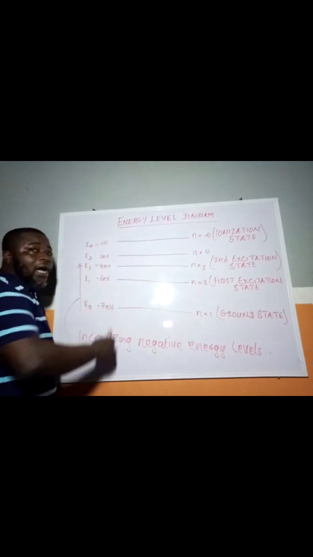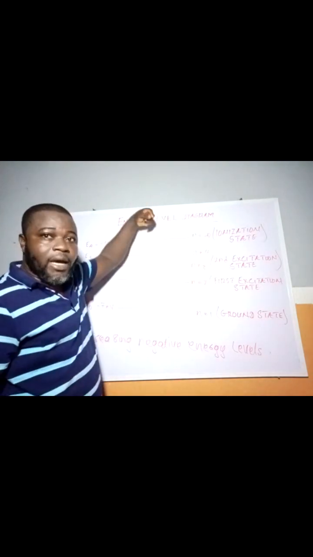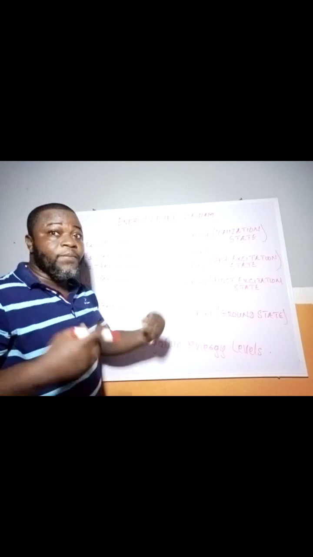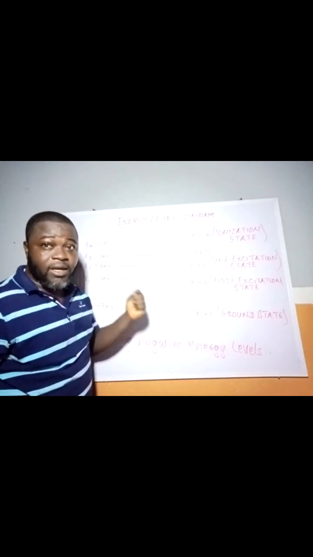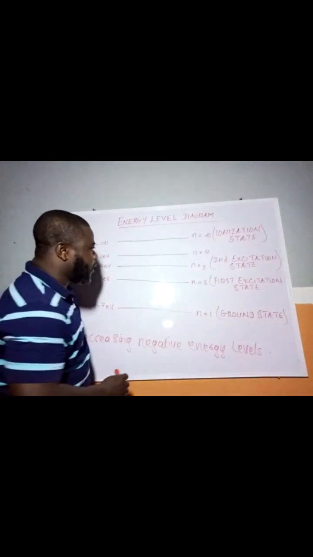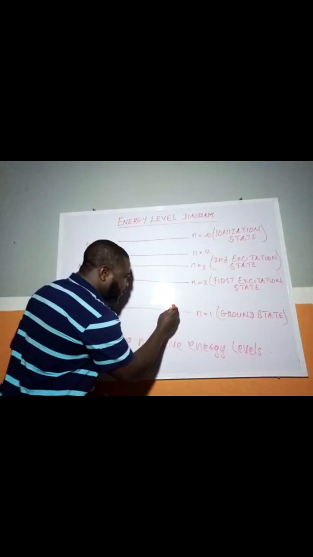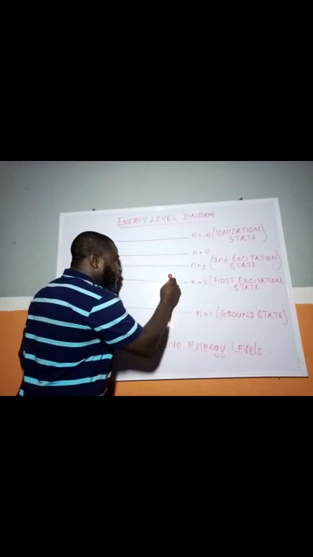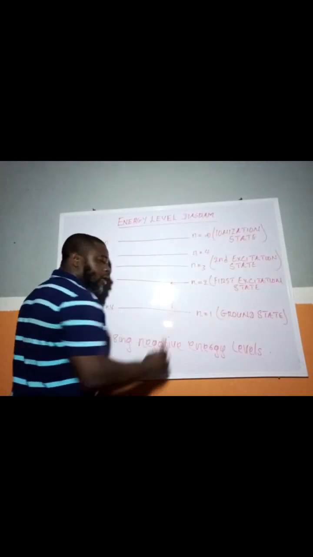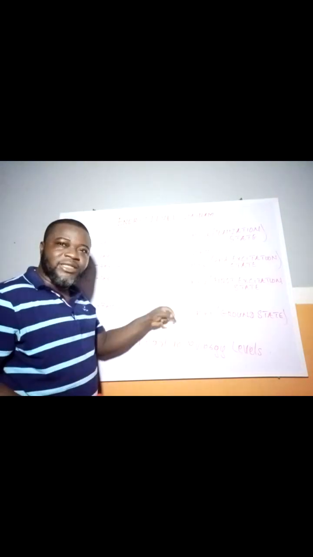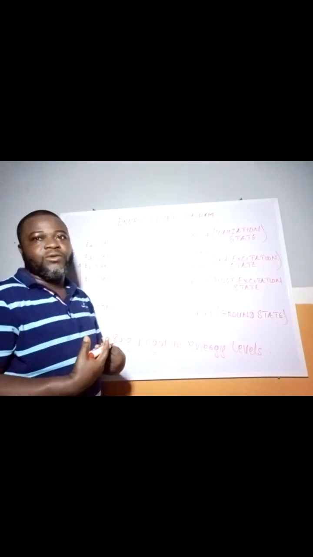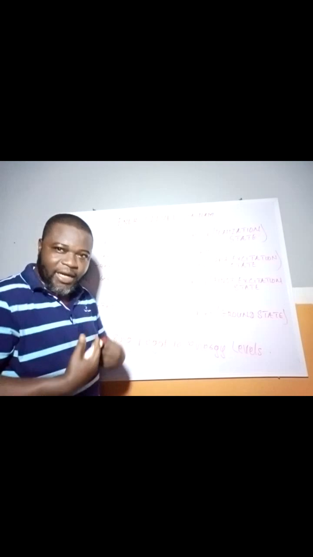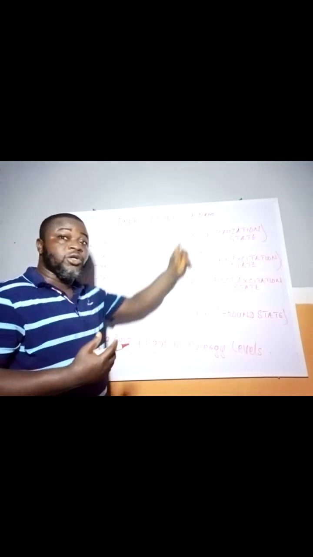I explained that to you. The vertical arrow indicates that the arrow can go up and the arrow can move down, depending on the direction of the electron. Let me assume that I have an electron here, as I talked about in the last class. Then the electron moves from here to here. What will happen to this electron? This electron will gain or absorb energy. That is what we call absorption spectrum.